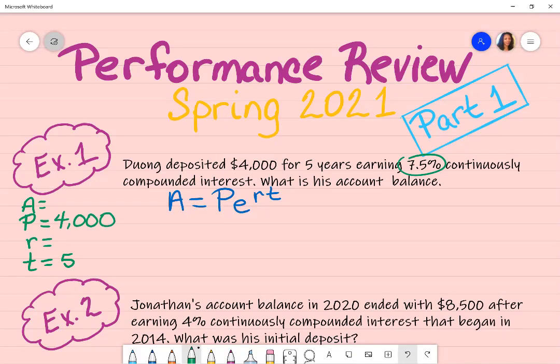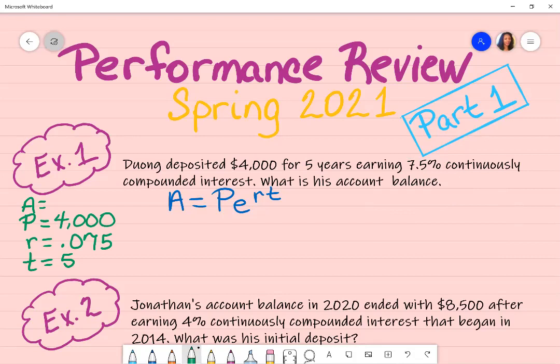7.5%. Again, in another video, I told you that percent has to be changed to a decimal form. So instead of 7.5%, we're going to remove the percent sign, and we're going to take this decimal and move it over 2 places. Well, if there's nothing in front of that 7, guess what? I will put a 0 there. So my rate is actually 0.075. And again, remove the percent sign. Okay, now I want to keep reading. What is the account balance?